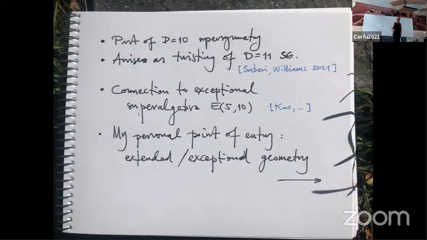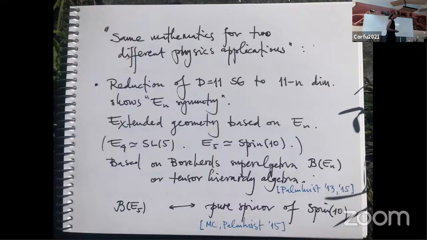My point of entry is rather the superalgebras that arise in exceptional or extended geometry, and I've been curious why the same or extremely similar structures, the same infinite dimensional superalgebras, arise both in supersymmetry and in extended geometry or exceptional geometry.